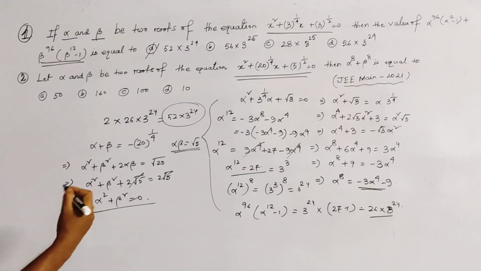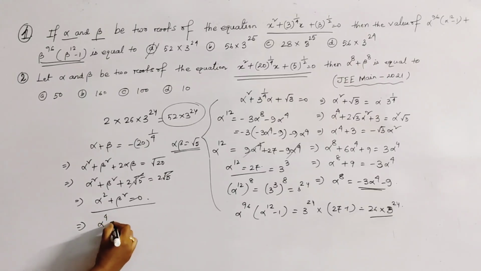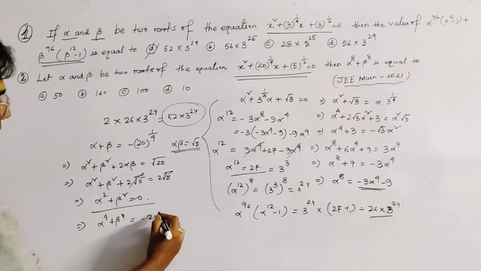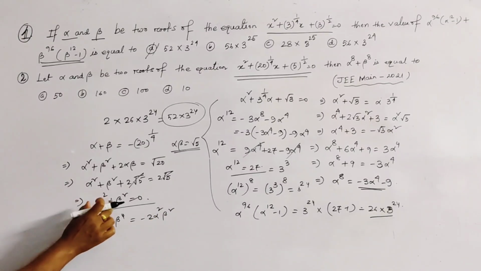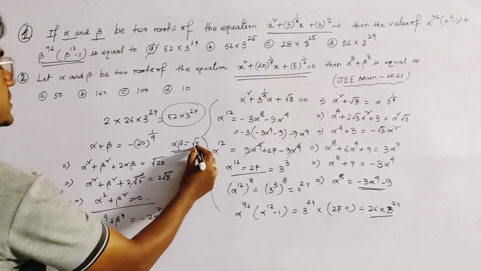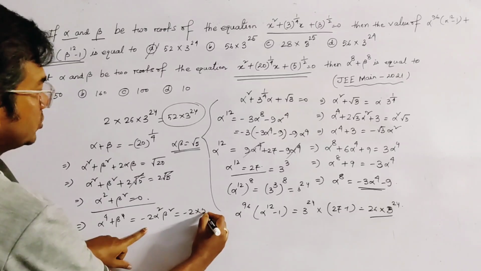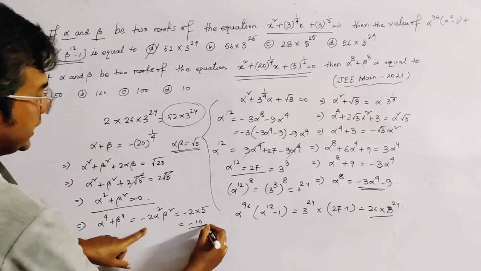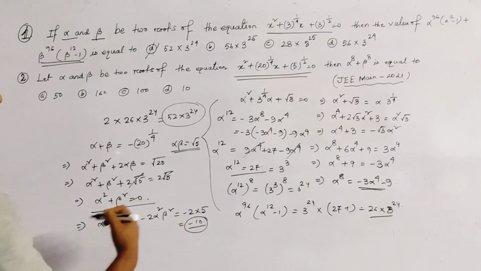Now we square both sides once more. Squaring, we get alpha to the power 4 plus beta to the power 4 equals minus 2 alpha square beta square, right? Because this square equals this, and alpha beta equals root 5, so we get minus 2 into 5, so minus 10. From here we get alpha to the power 4 plus beta to the power 4 equals minus 10.